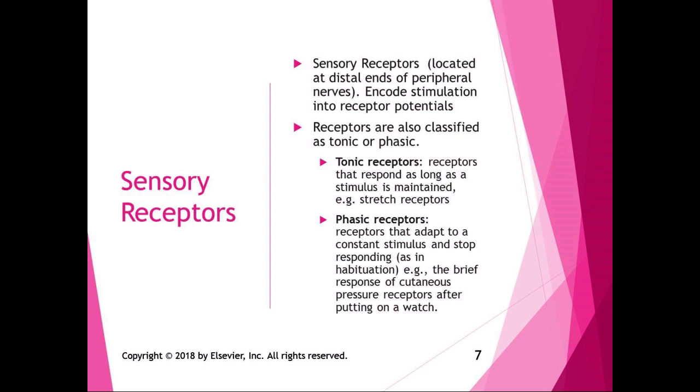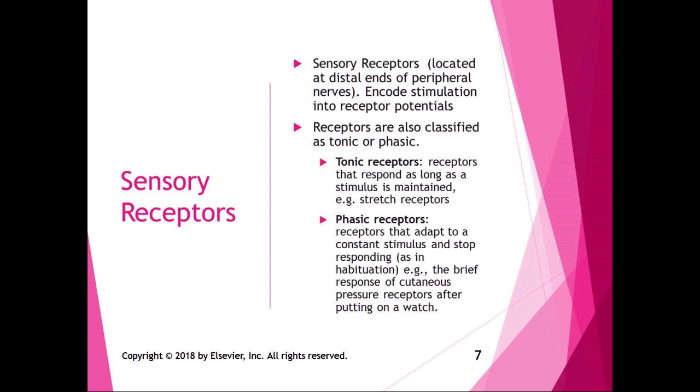Sensory receptors that are located at the distal ends of peripheral nerves encode stimulation into receptor potentials. The receptors are classified into two different classes, tonic or phasic. Tonic receptors respond as long as the stimulus is maintained. So the stretch receptors, and we'll talk about them specifically in a little bit, as long as a stretch is maintained, you're encoding information and you're sending neural signals.